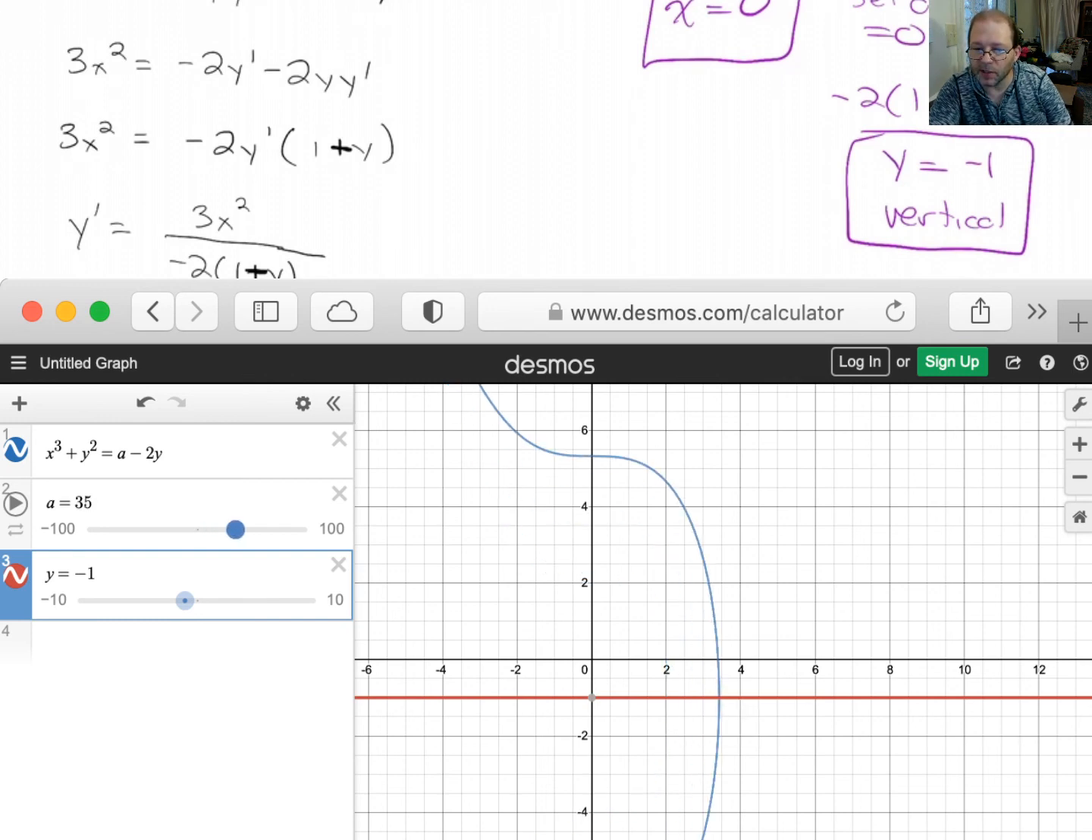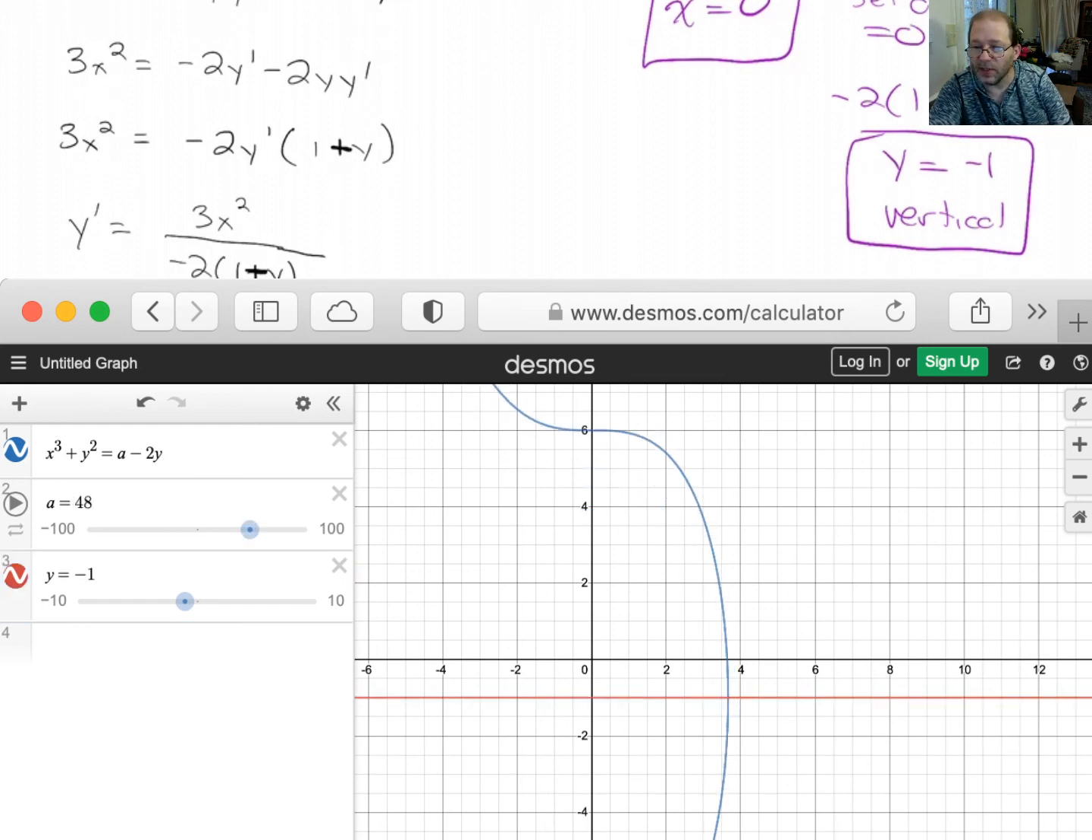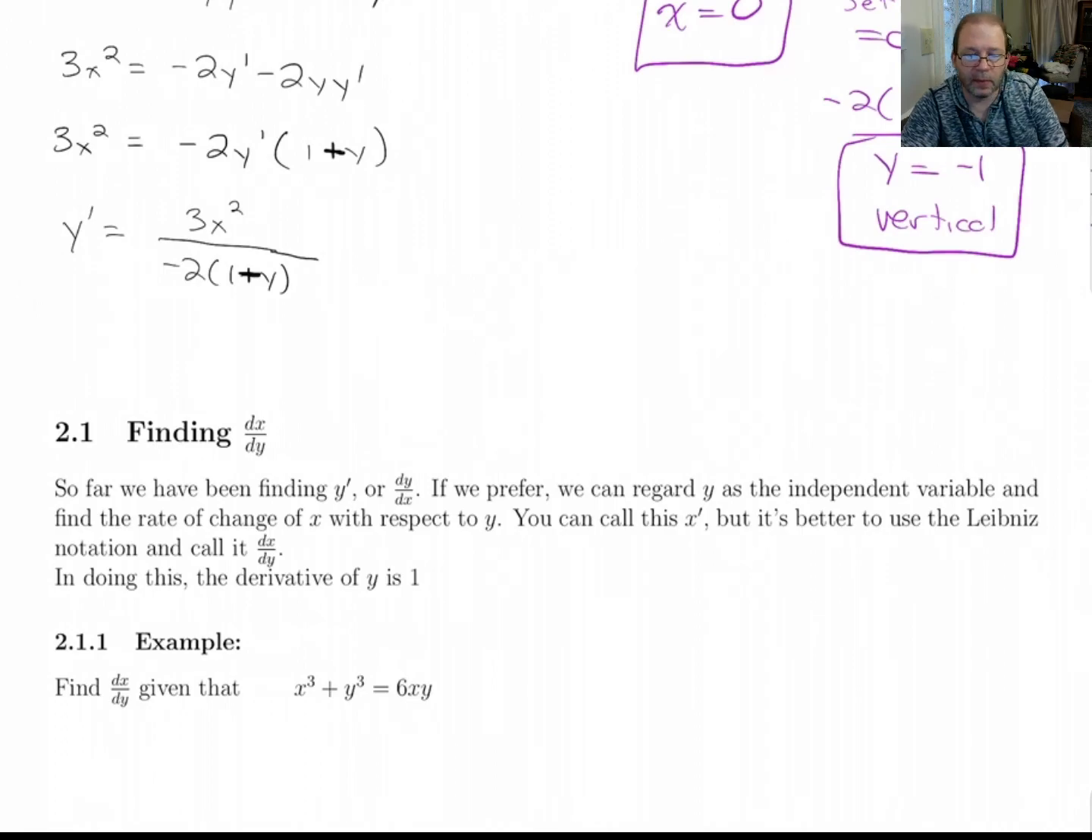And notice that doesn't change. If I move the a around, it's always got a vertical tangent when y is -1. And notice the horizontal tangents, when it has them, always happen at the line x equals 0. So anyway, that's the answer to that question. All right.